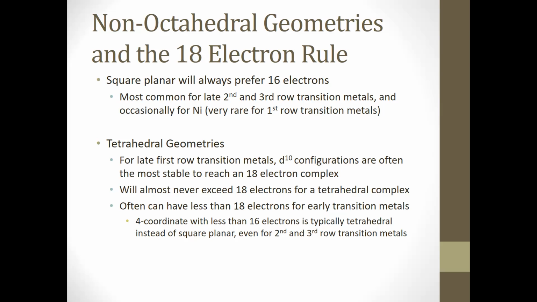Even though octahedral would give a higher electron count, it doesn't necessarily give something that's more stable, because those early transition metals, in terms of bonding interactions, often are going to be a little bit weaker in terms of covalent bonding to things.